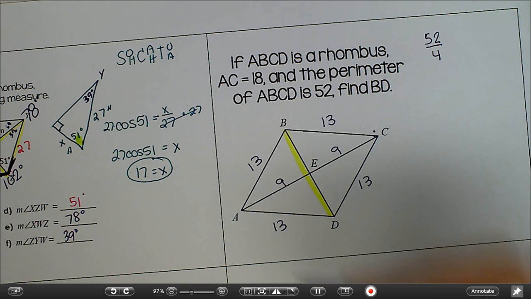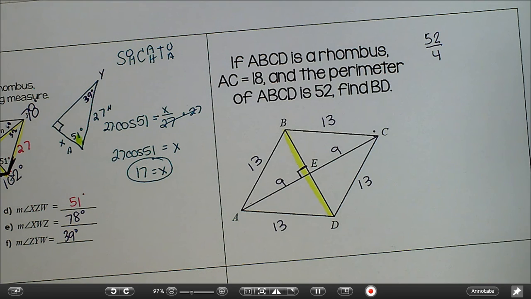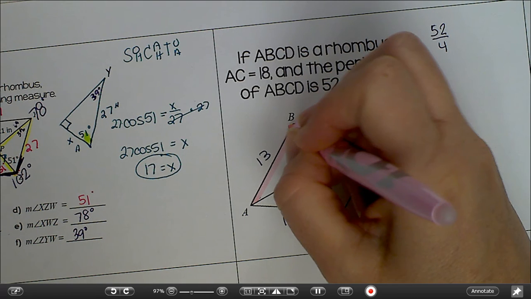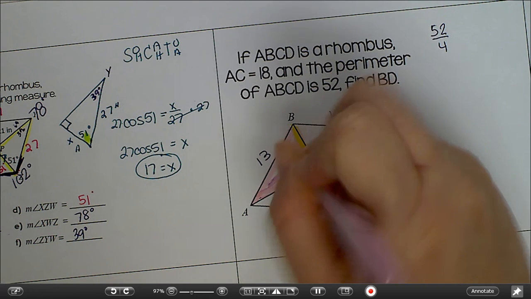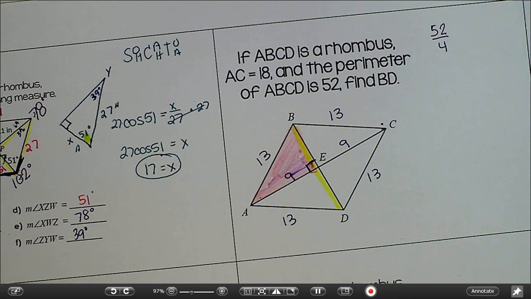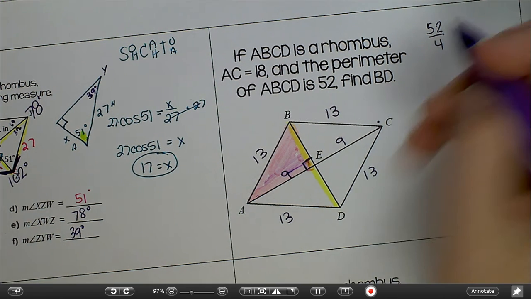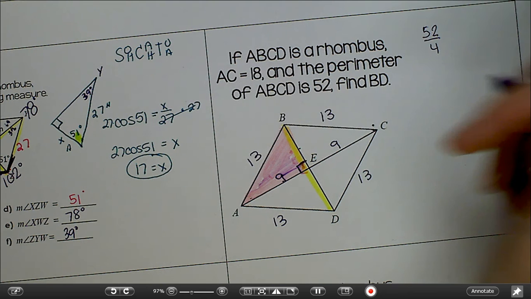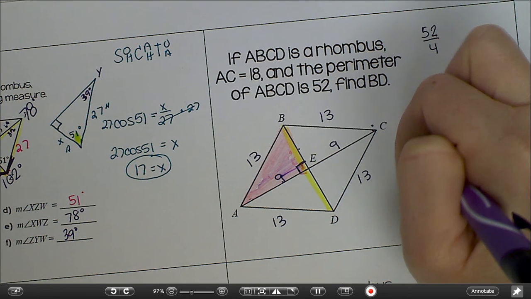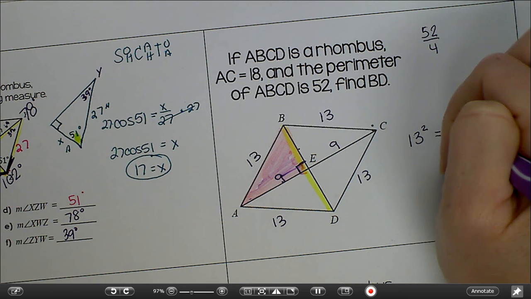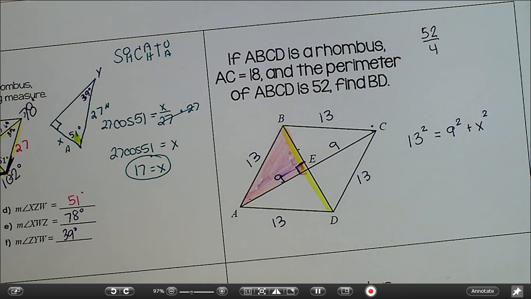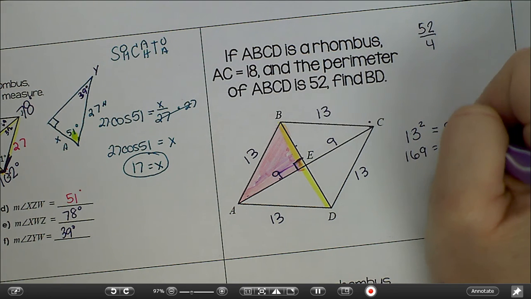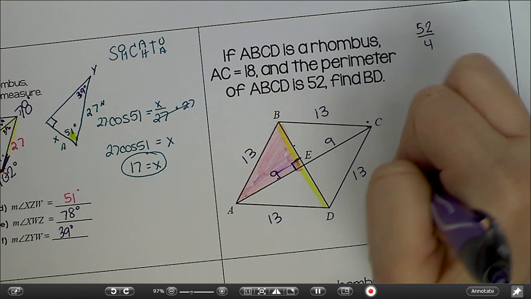And now what jumps out at me is, oh yeah, this is a rhombus. So the diagonals are perpendicular. And now I'm kind of focused on this triangle right here. Doesn't matter which one you choose, by the way. Do you see what we can do? We know 2 sides of a right triangle. We're looking for the third side. So we're going to use the Pythagorean theorem. 13 is the hypotenuse, so that is equal to the 2 legs. We don't know one of them. So 169 equals 81 plus x squared. We're going to just solve that.